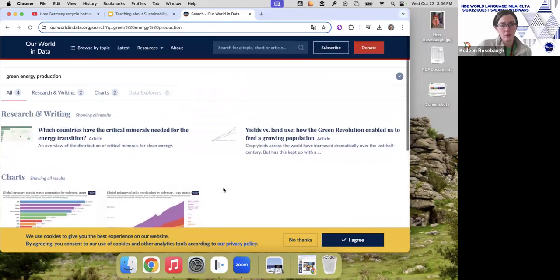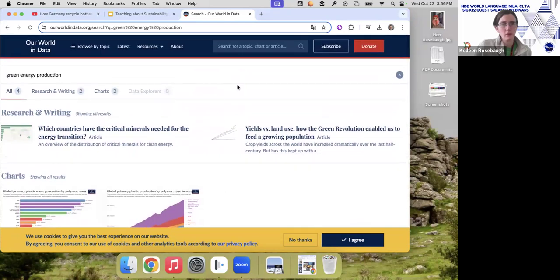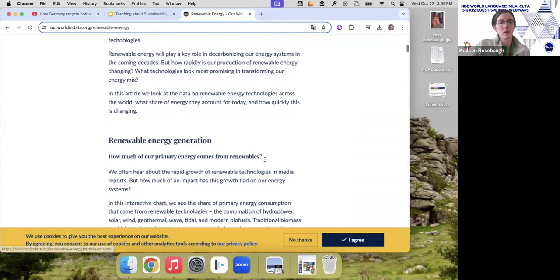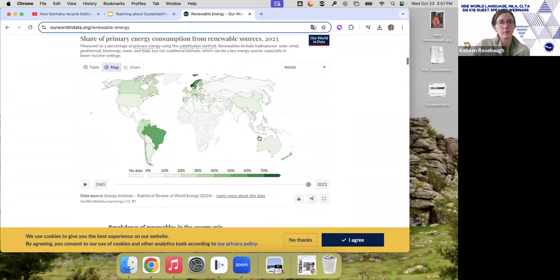Plastic waste. No, we don't have anything for that one. Where are there different mines? Let's do sun energy, solar. Renewable energy. Okay. So we have different renewable energy.